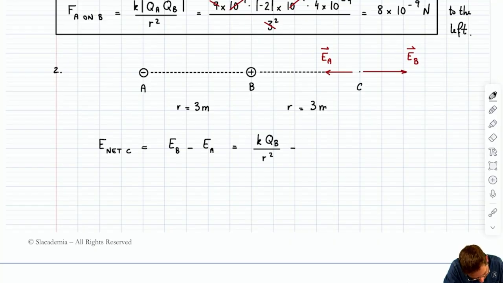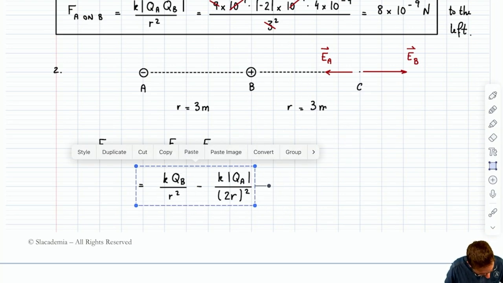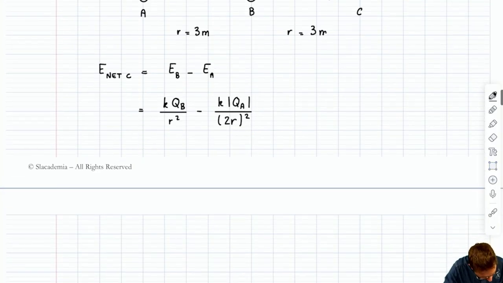And then to the left, EA is K, absolute value of QA, divided by, now careful, the distance between QA and C is 2R, gotta square that. Okay, there we go. So at this point it's just a matter of plugging stuff in, which shouldn't be too bad, hopefully.